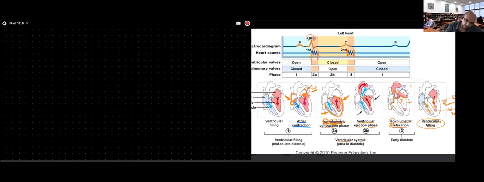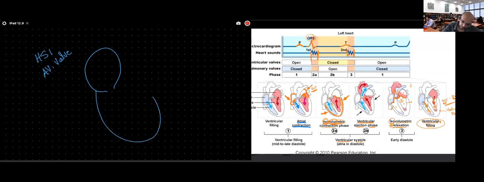So again, what is the first heart sound? The first heart sound is the closure of AV valves. So this is my atrium, and this is my ventricle. When would you close this valve? When you contract or when you relax? So when would you close this AV valve?